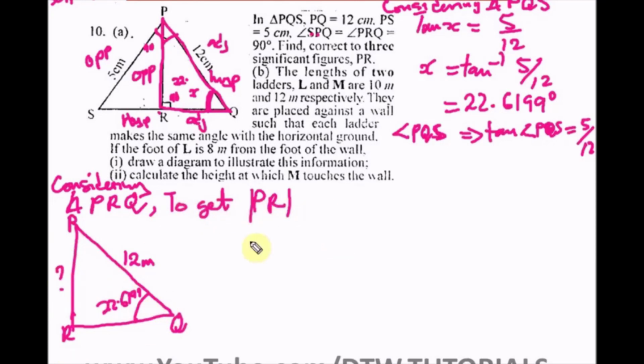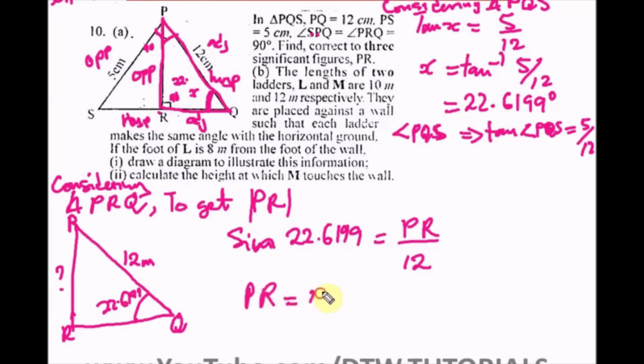So to get PR, we're going to use sine, since sine X here will be our opposite over our hypotenuse. So you say sine 22.6199 is equal to PR over 12. So what will be PR? PR will just be 12 times sine 22.6199. When you punch it in your calculator, we're going to get 4.6154.